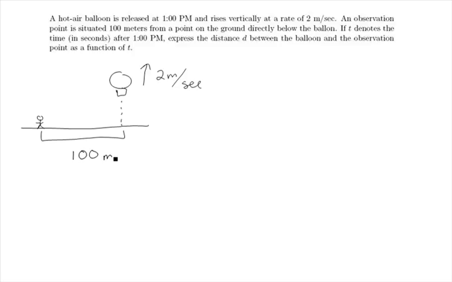t denotes the time in seconds after 1 p.m. Express the distance d between the balloon and the observation point, so this distance here, as a function of time t. So let's play around with this a bit.